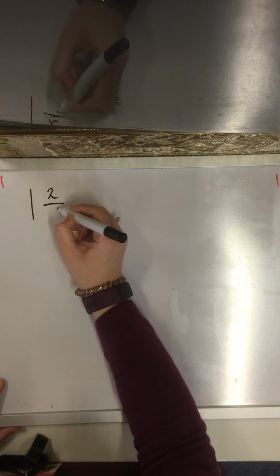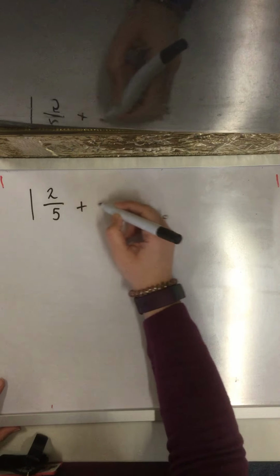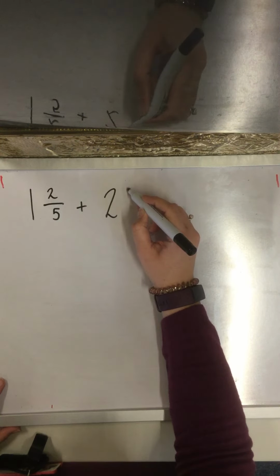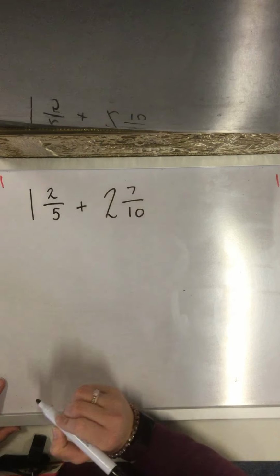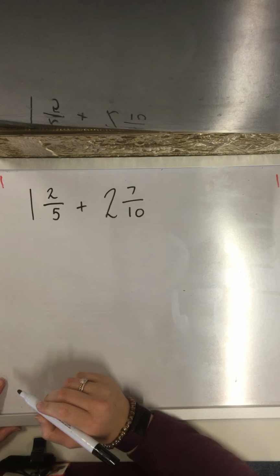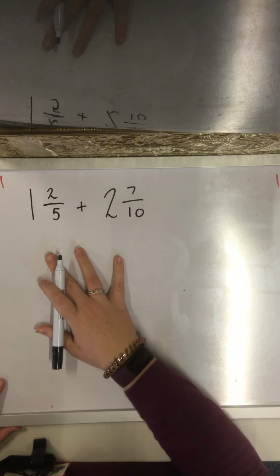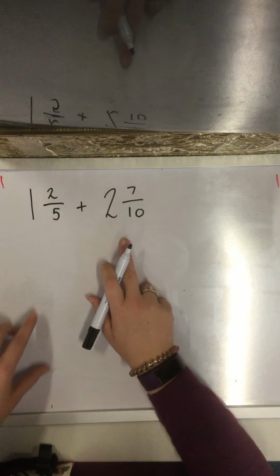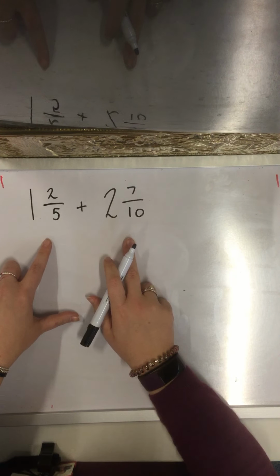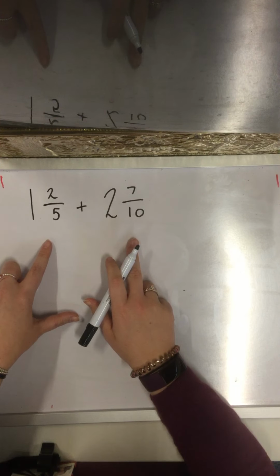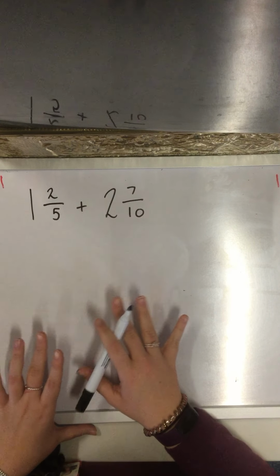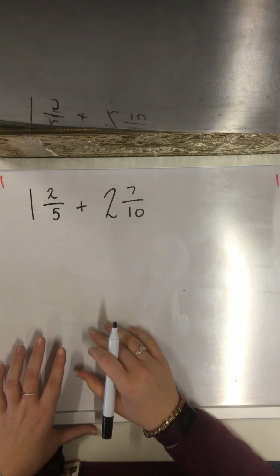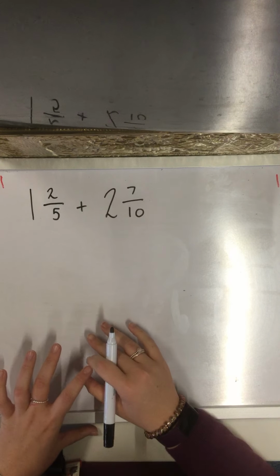So today, my example is going to be this one. We're going to have 1 2/5 plus 2 7/10. So just like last week, just like Friday, we've got two mixed numbers here. So we're still adding mixed numbers. All right? However your brain works, however you like to add these up, it's sort of up to you, but I'm just going to be showing you a method that you can use.